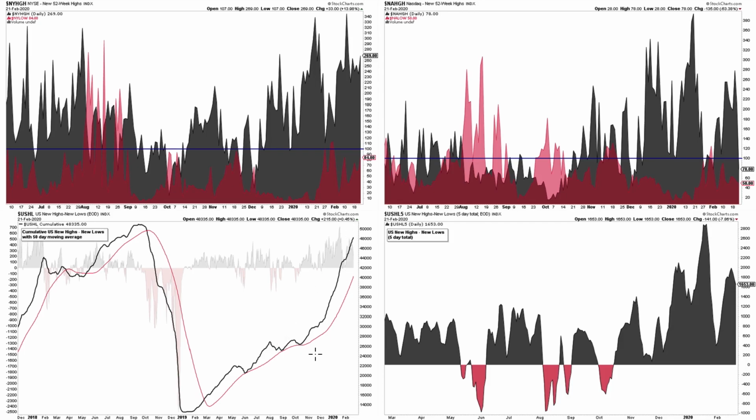The cumulative line at the bottom here remains parabolic, going higher, with the moving average strongly moving higher. We're the most extended from that moving average we've been for a while, but there's no major signals in the new highs, new lows to speak of at the moment. That remains on a bullish tack.